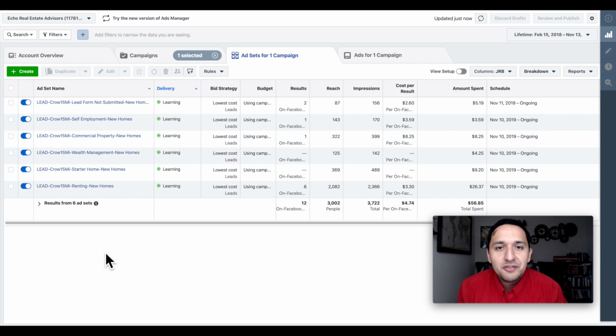So as you can see, Facebook's projections are not always spot on. So just go ahead and run with it. If this didn't work, then we would have adjusted it. But so far, Facebook is actually championing this particular ad set to where it's given us the most amount of leads.